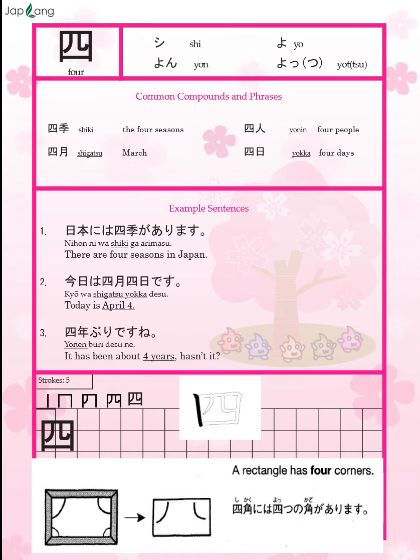So fourth, we go to the 4. You can relate, a rectangle has 4 corners, right? A rectangle looks like this. Number 4 kanji. The 4 kanji is yotsu, and shi is the Chinese reading for this. Shiki, 4 seasons. Yonin is 4 people, yokka is the fourth day of the month, and then shigatsu. It's not yongatsu, minasan, please be careful. It's shigatsu, that should be April.